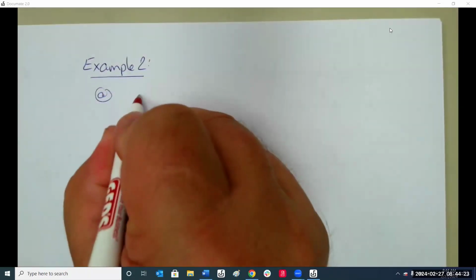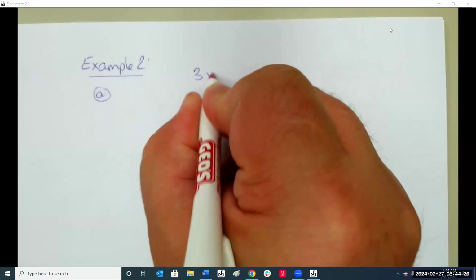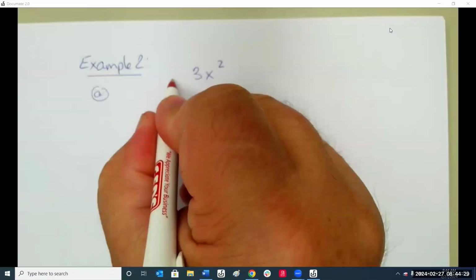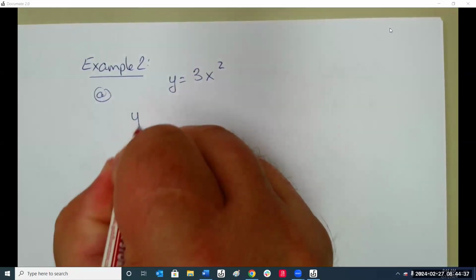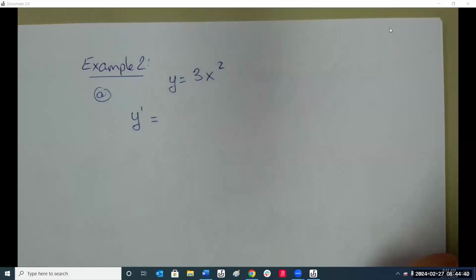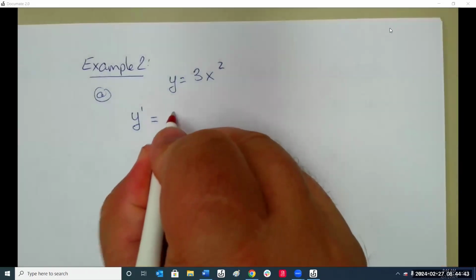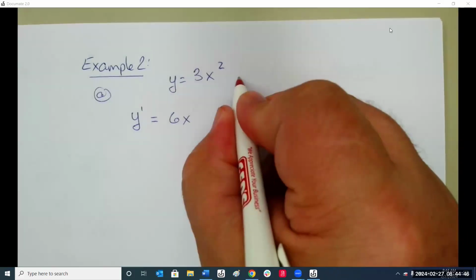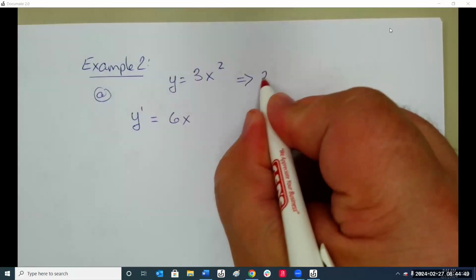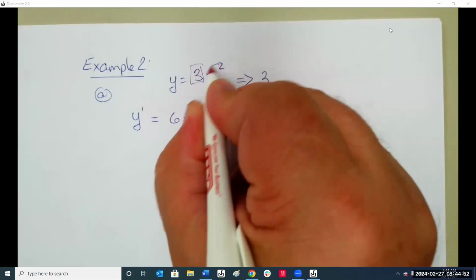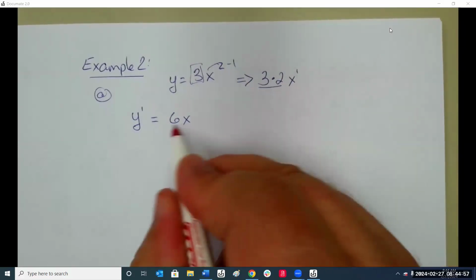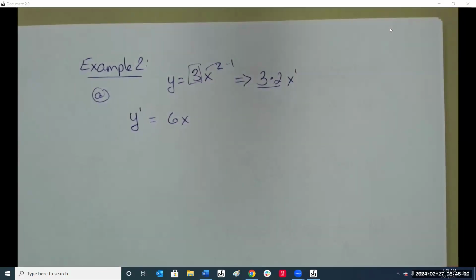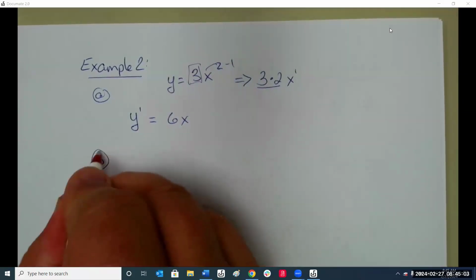A, find the derivative of this. If y equals that, what's the derivative? Because we have the constant coefficient, the 3, bring down the 2, and subtract 1. So we have 3 times 2 is 6, x to the first power.